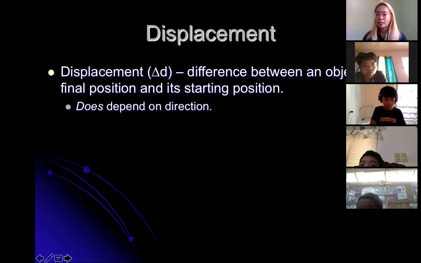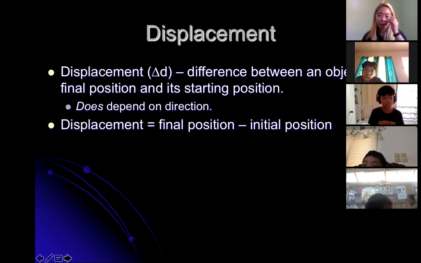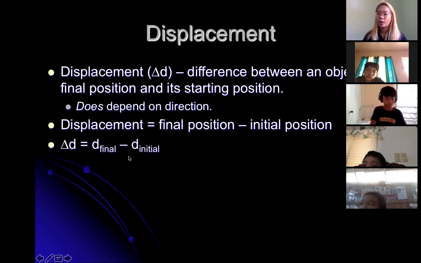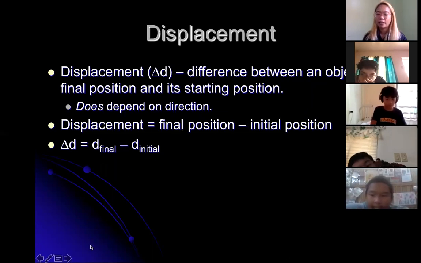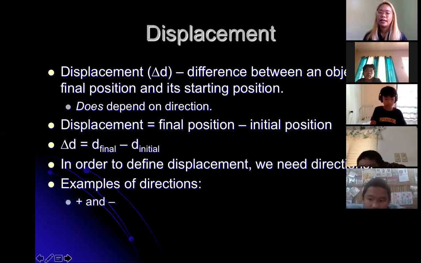Okay? And because displacement is a vector quantity, it means that it depends on the direction of the motion. Okay? So by equation, we come up with this displacement by subtracting the final and the initial position. So this is the equation for displacement: the final distance subtracted by the initial distance. And yes, we do need direction.